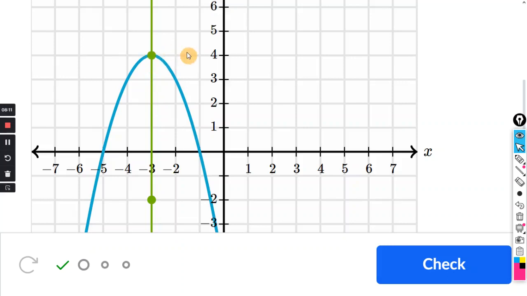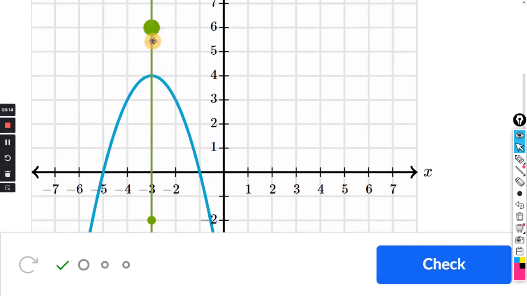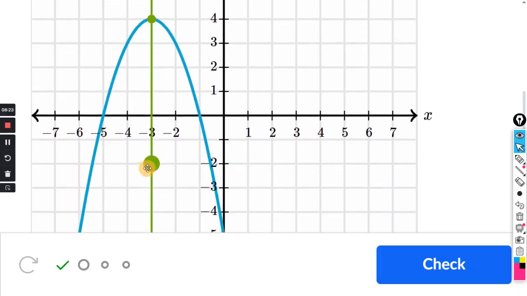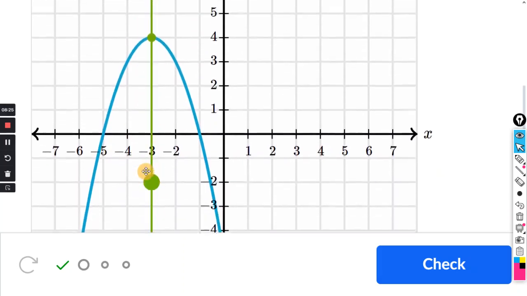Where these points are doesn't really matter. You can move these points up or down. You're basically just making a line through the vertex. But I would put one at the vertex and one elsewhere on that line. And that's it.